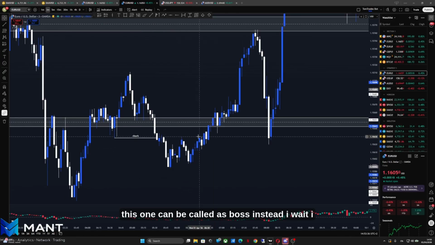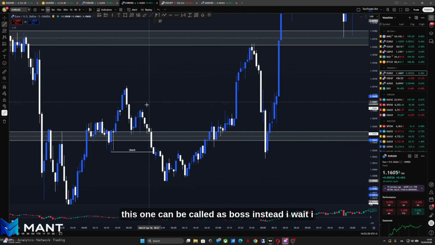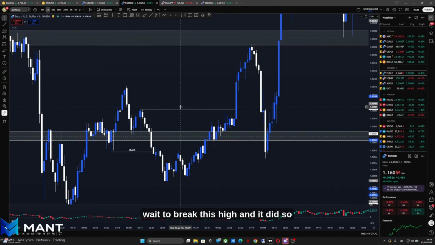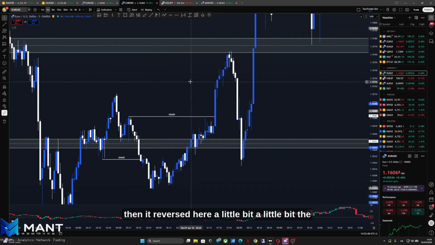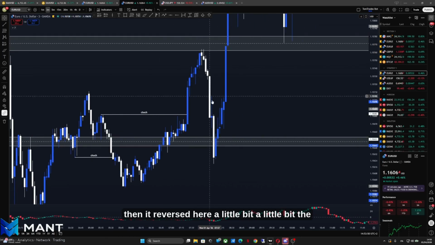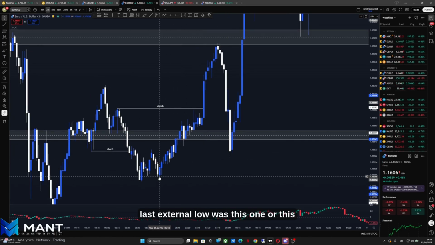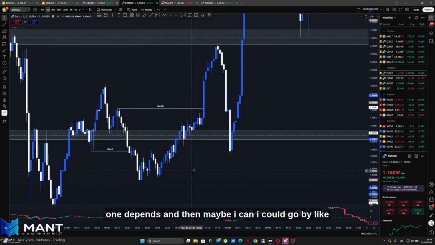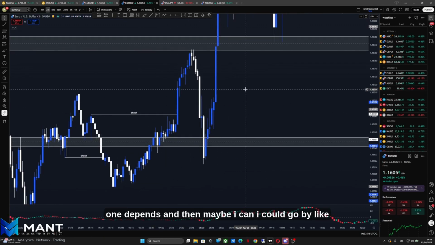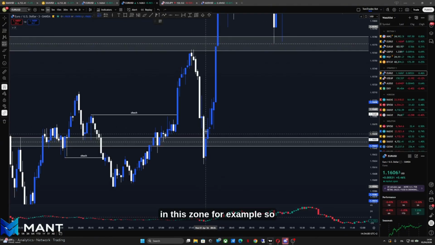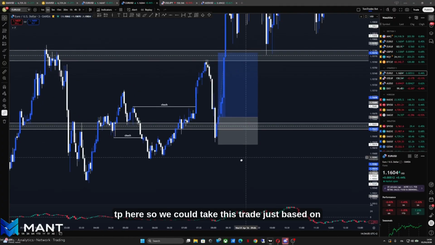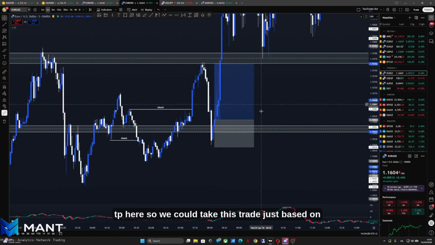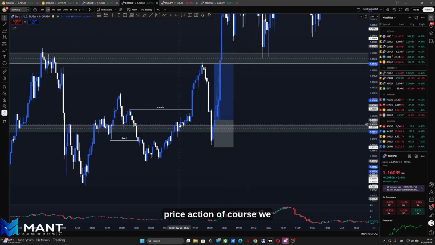And this one can be called a BOS. Instead, I wait to break this high, and it did. So this is my real CHoCH. Then it reversed here a little bit. The last external low was this one or this one, depends. Then maybe I could go in this zone, for example, hit this one, stop below the low, and TP here.